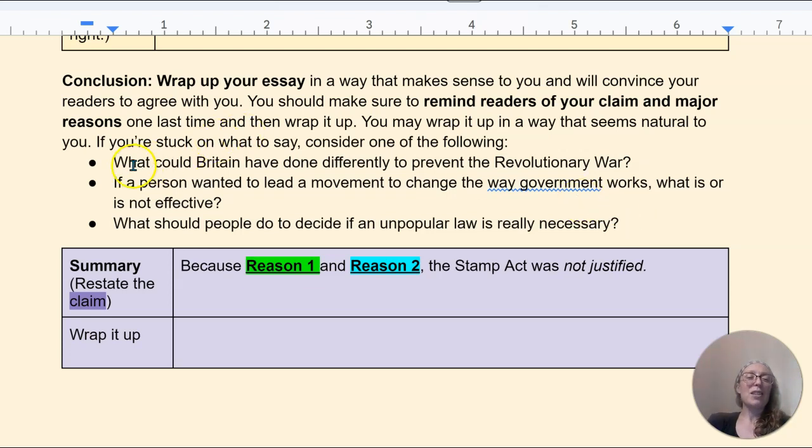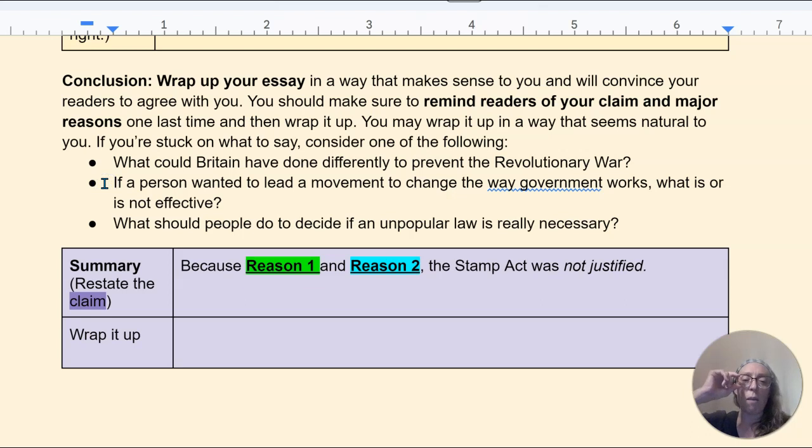But these 3 ideas, one is, if I said that it was not justified because the colonists wanted to have a representative in Parliament, I wonder, what could Britain have done differently to prevent the Revolutionary War? Maybe give the colonists a representative? What would that have changed? That would be one way to wrap it up if you focused on that representation issue.